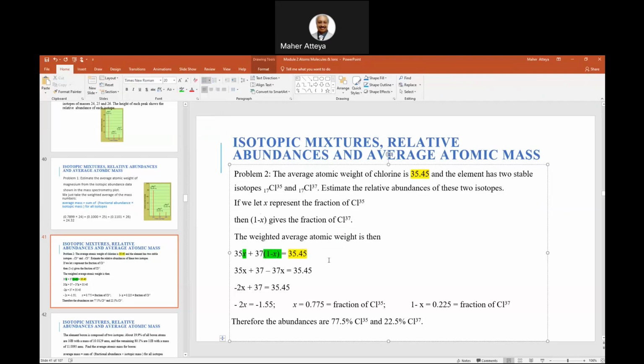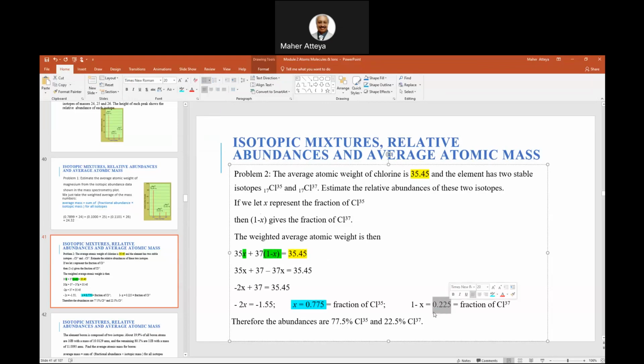You know how to do that, correct? Please come and see me if you don't. So 35x plus 37 minus 37x. You solve the whole thing. X will come up to be 0.775. Correct? So x will come up to be 0.775. 1 minus x will be 0.225.